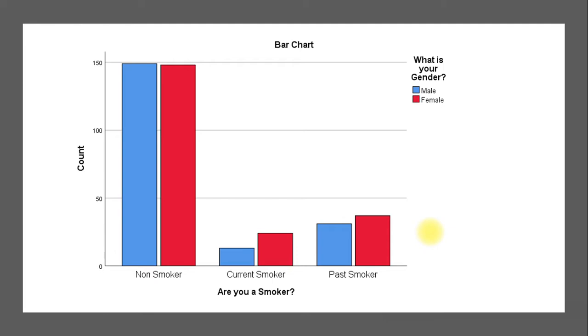This means that being a male or female is not going to define whether you are a non-smoker, current smoker, or a past smoker. So this is the first thing that we come across as a result using the chi-square.